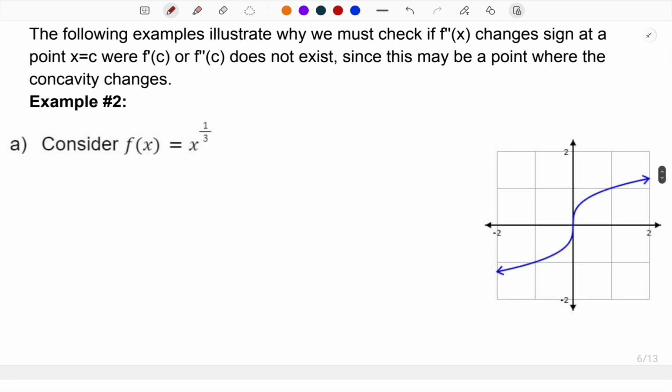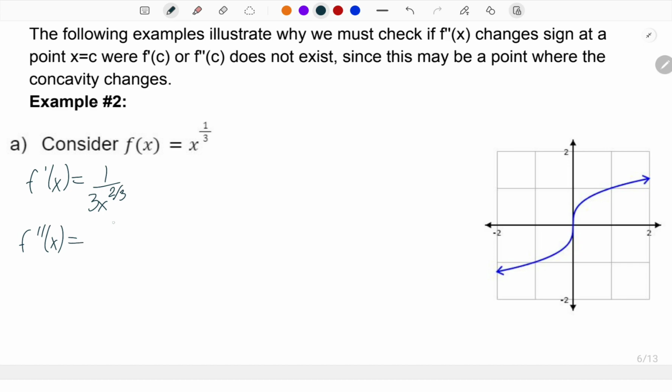All right. So let's check ones where specifically the potential inflection point might come from something that's undefined. And we've got our graphs too, just to help us confirm what things look like. So let's start with f of x equal to x to the 1/3. So we're just going to do some quick derivatives. Keep things simple here. So it's just going to be 1/3 x to the -2/3.